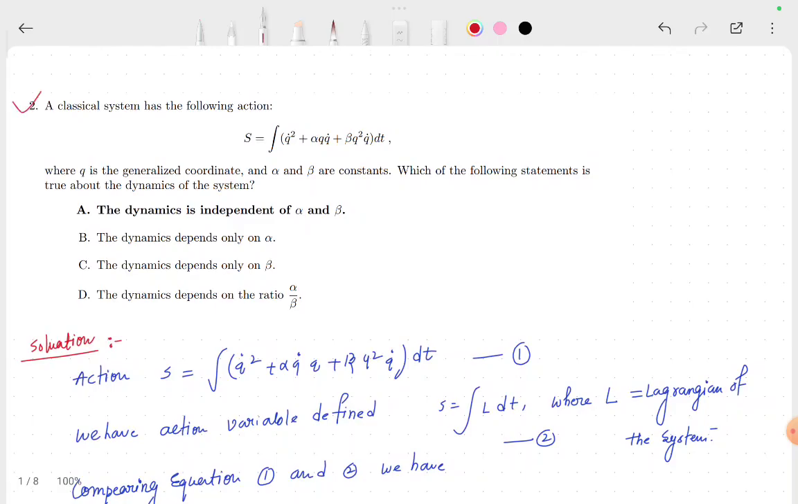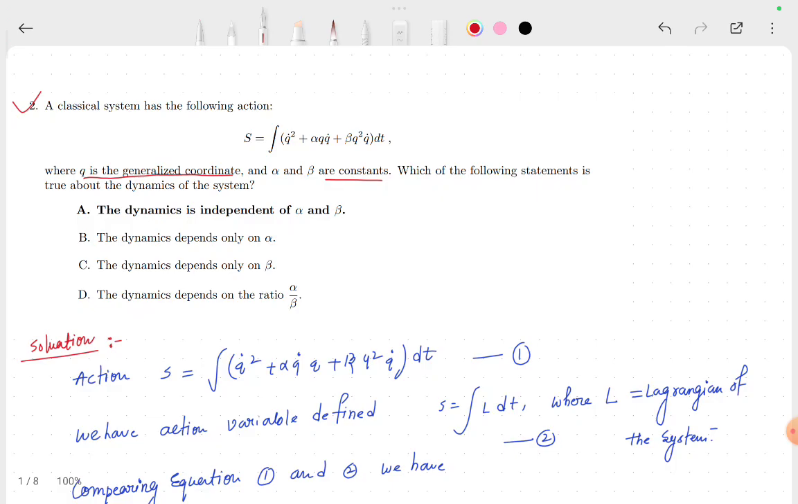This question is from classical mechanics. In the second question, a classical system has an action given as an integral, where q is a generalized coordinate, and alpha and beta are constants. Which of the following statements is true about the dynamics of the system? The dynamics depends on alpha and beta. Dynamics depends on only alpha. Dynamics depends on only beta. Dynamics depends on the ratio of alpha by beta.